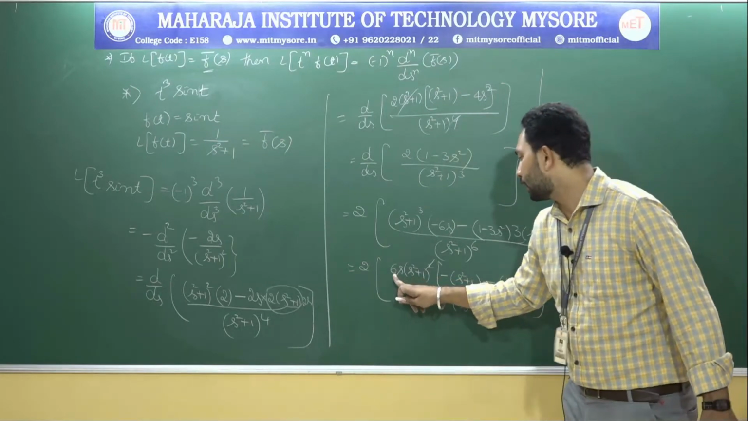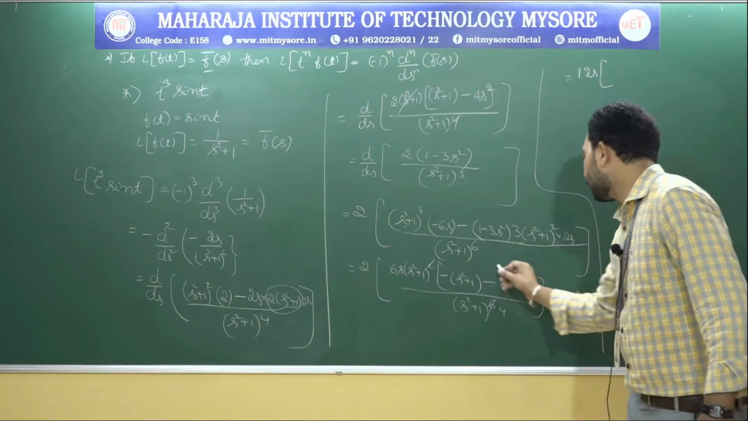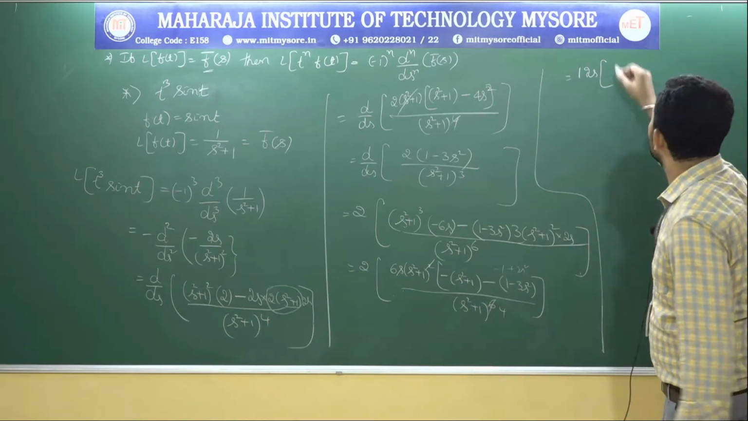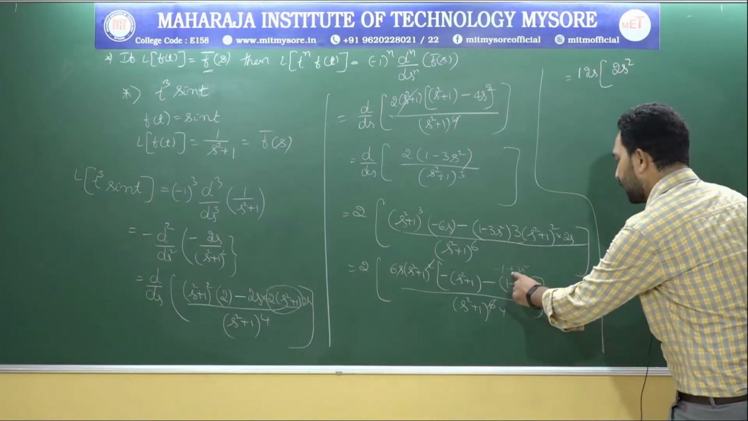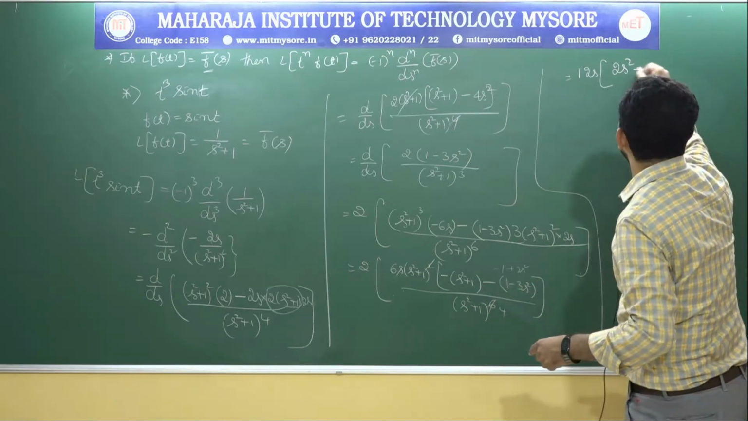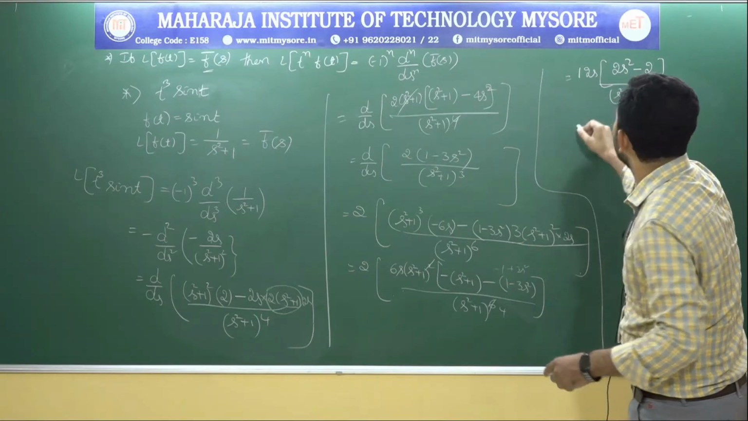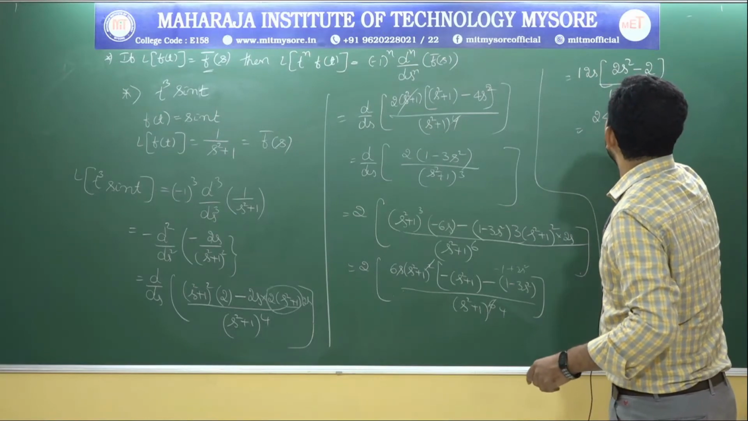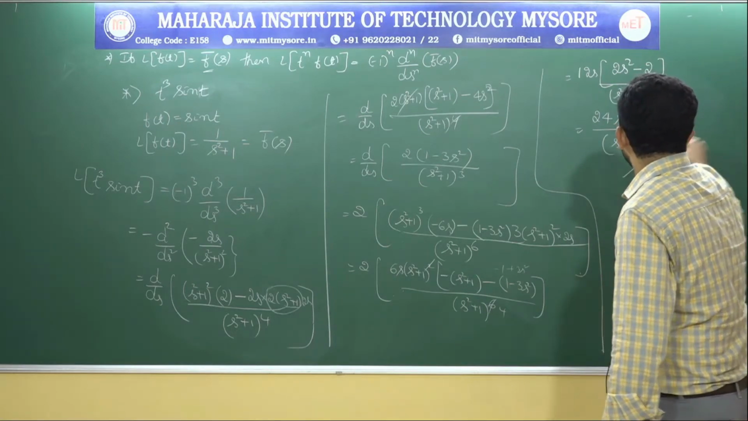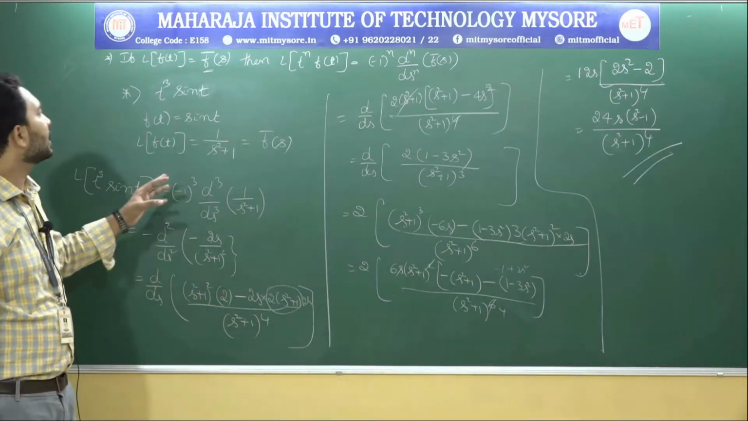And the final result will be, if I take 6s outside, it is 12s into, we have minus 1 minus into minus plus 3s square, so 3s square minus s square, it is 2s square, minus 1 plus 3s square... so 3s square minus s square, we have minus 1 and also minus 1 into minus 1, it is minus 2, divided by (s square plus 1) power 4. If we take 2 as common, we will get 12 into 2, 24s into (s square minus 1) divided by (s square plus 1) power 4. So this is the required result for t cube into sin t.